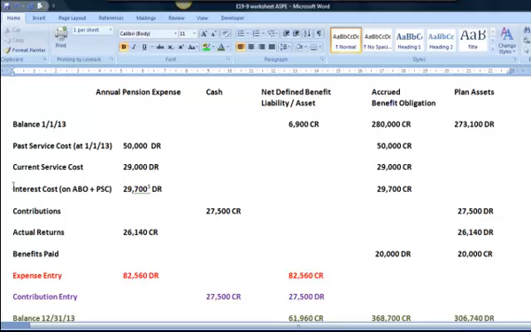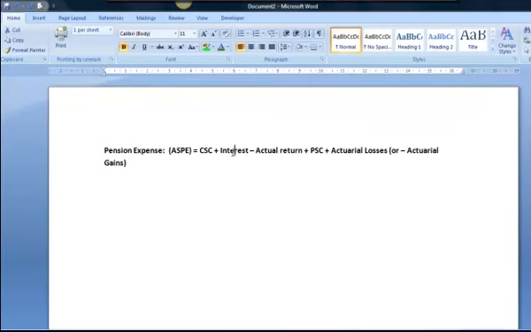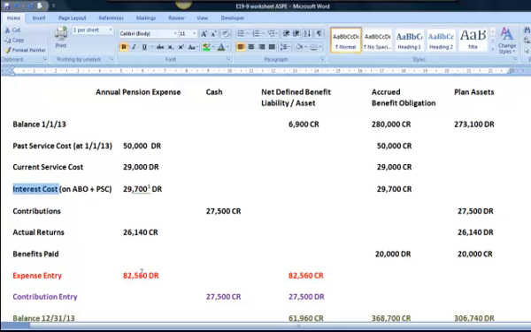Now don't forget, we also have interest cost, and we said earlier that interest cost is part of your pension expense. So now if we go back to the worksheet, we have to calculate it, and it's calculated on the ABO to open the period plus any past service costs that existed at the beginning of the year. And in our case, we had $50,000.